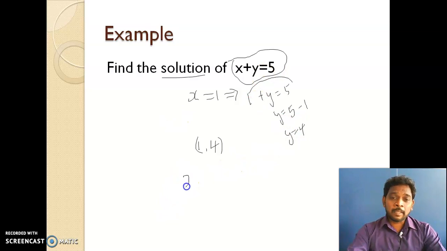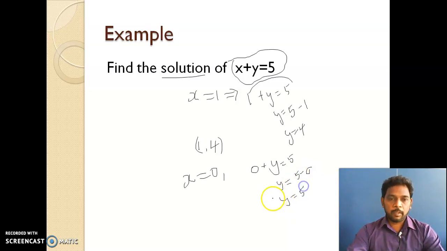Okay, now I'm going to substitute x equal to 0. What will happen? So x equal to 0, what about the y value? Now substitute in the equation. So instead of x, 0 plus y equal to 5. Therefore, what is y now? So y equal to, when we bring 0 to that side, it will become 5 minus 0. Therefore, y equal to 5 minus 0, which is nothing but 5, right? Now the y value is nothing but 5. Now what is the solution? So x value 0 and y value 5. Okay, so that is another solution of the same equation.